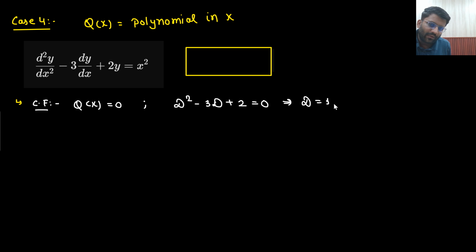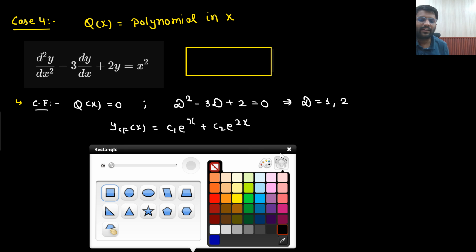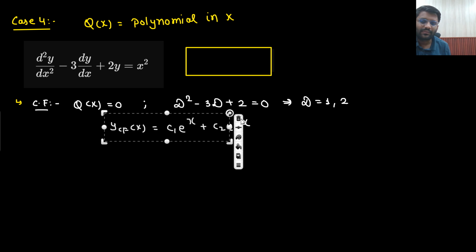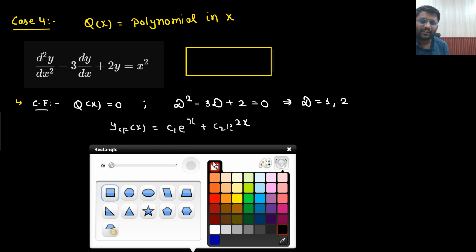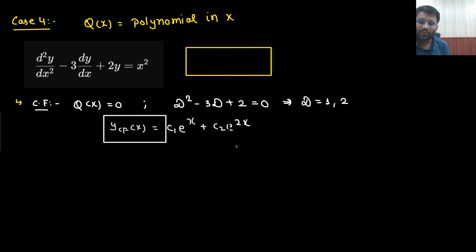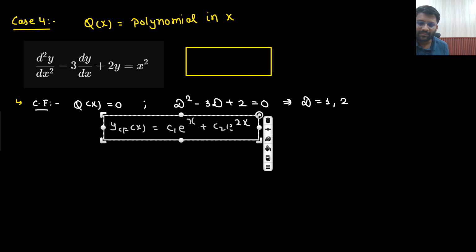From here, D equals 1, 2 will be the roots that I will be getting. So my CF will come out to be c1 e to the power x plus c2 e to the power 2x. This will be my complementary function. That is crystal clear. Now, sir, how to find out the particular integral? That is the task, right? We will see how to find the particular integral, but before that there are some prerequisites, just some quick revision we are supposed to do.